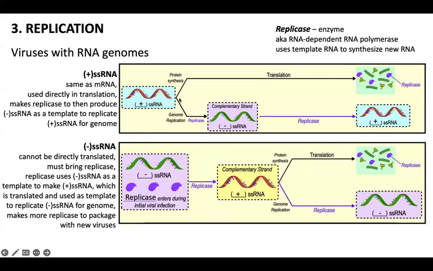And so after the replicase has been made, it can then use replicase to make a complementary strand, the negative single-stranded RNA, and then use replicase yet again, using this complementary strand as a template, to make more of the positive single-stranded RNA. All right, and so this is used for the new copies of the viruses as the genome.